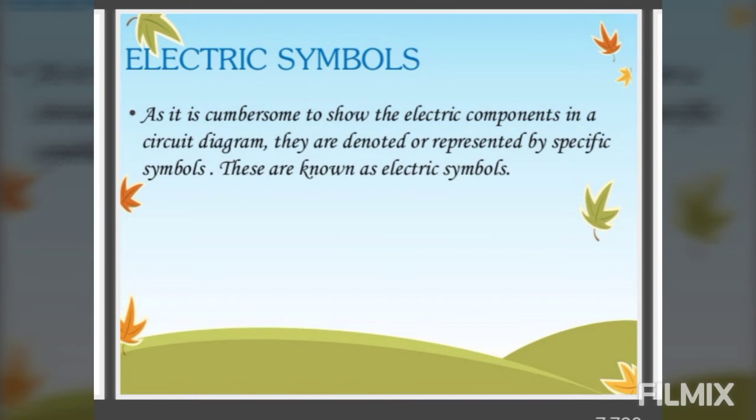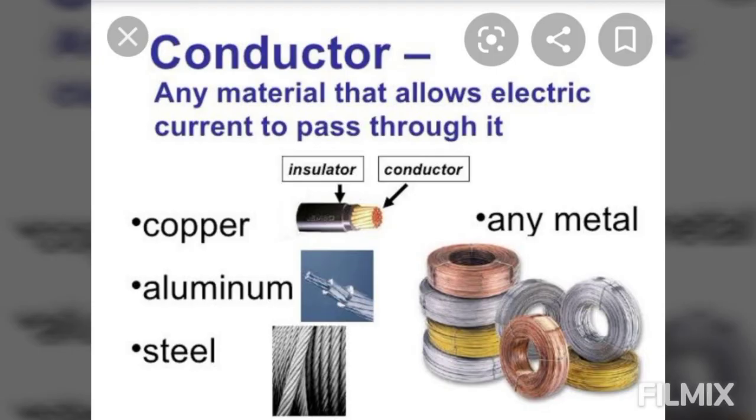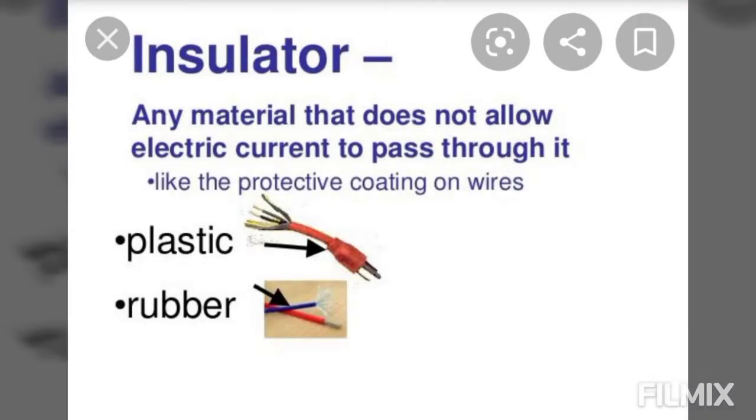Then our next topic was resistance, conductors and insulators. Firstly, we discussed resistance. Resistance was the hindrance in the path of the moving electron. Conductors were the materials which allow electricity to flow through them, called good conductors. Then insulators. Insulators were the materials which show high resistance or conduct almost no electric current through them, which do not allow electricity to flow through them.